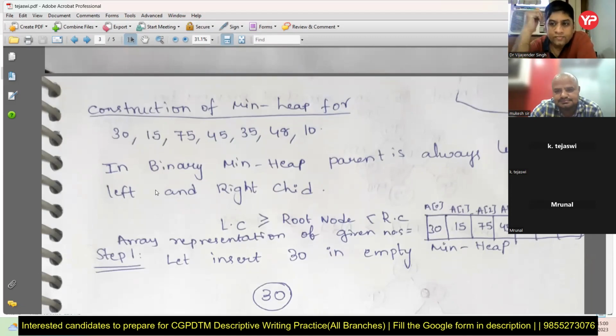That will help them to simulate this entire examination experience. And yes, sir, she is also writing like LC greater than or equal to root node less than or equal to RC. I think she's mixing things up.